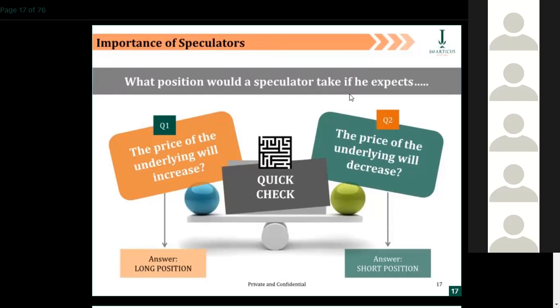Okay. If the price of the underlying will increase, long position; if the price of the underlying will decrease, short position. Quick check. When you take a long position, long means buy. So you are in a profitable situation when the position which you have bought actually moves upwards. If it goes in the upward direction, then you as the long position holder are in profit. Similarly, the short position holder is in profit when the position goes downwards. If it is going to the downside, then it is a beneficial position for the short position holder.